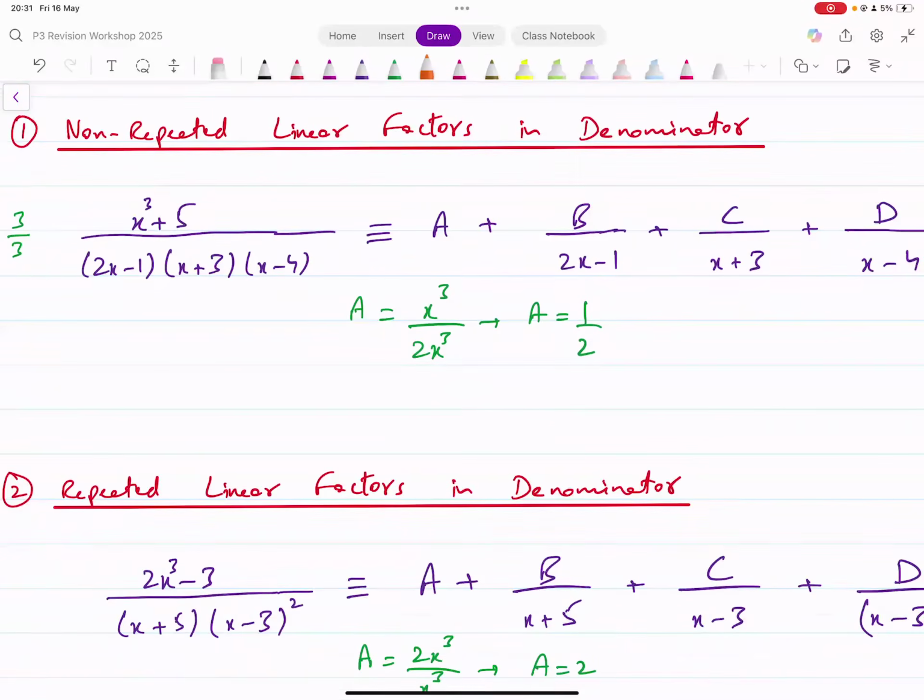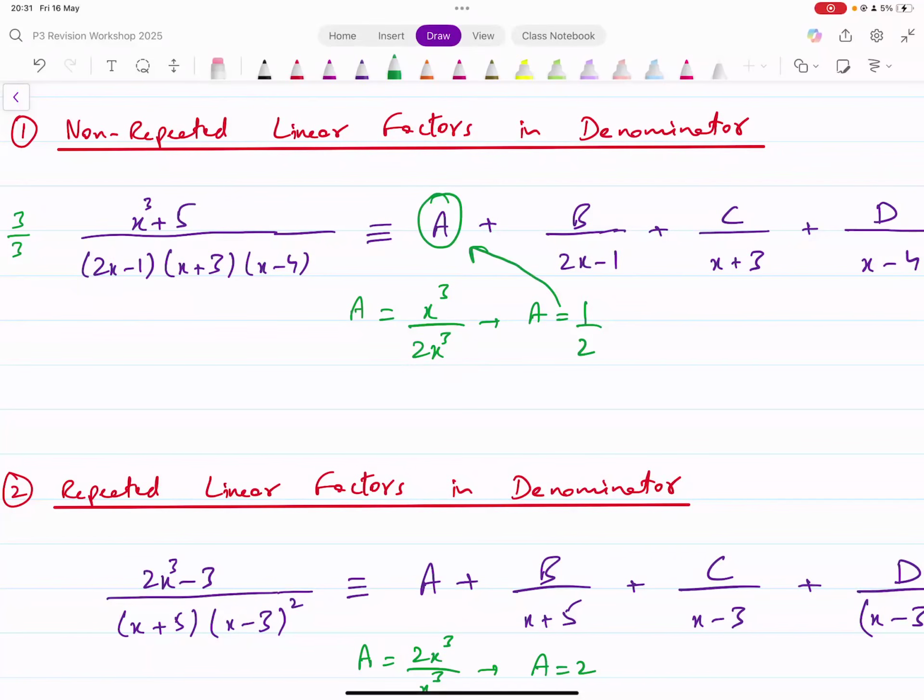You would just divide the highest power term of the numerator by the highest power term of the denominator in simplified form. So x cubed, that's the highest power term of the numerator. In the denominator, what's the highest power term that you have? 2x into x into x, that's 2x cubed. You divide x cubed by 2x cubed, you get 1 over 2. So you know the value of a is going to be 1 over 2.